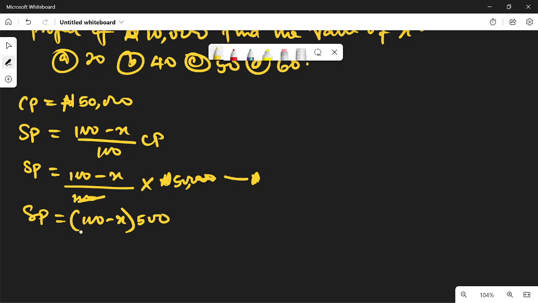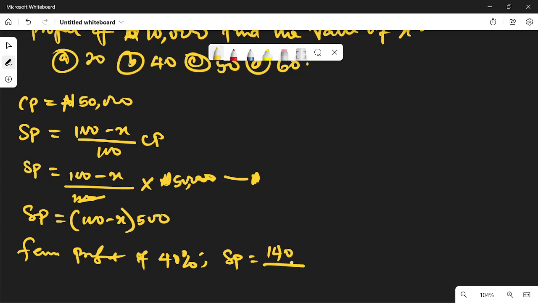So if Femi makes a profit of 40%, the selling price is 140 over 100 times the cost price. For him to have made a profit of 40%, he must have sold it at this particular rate.